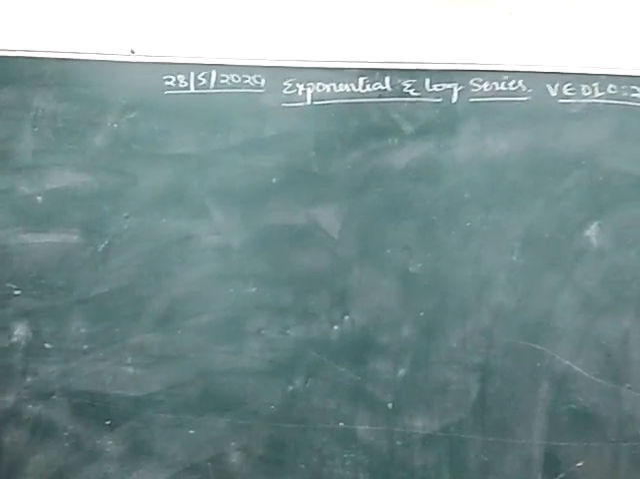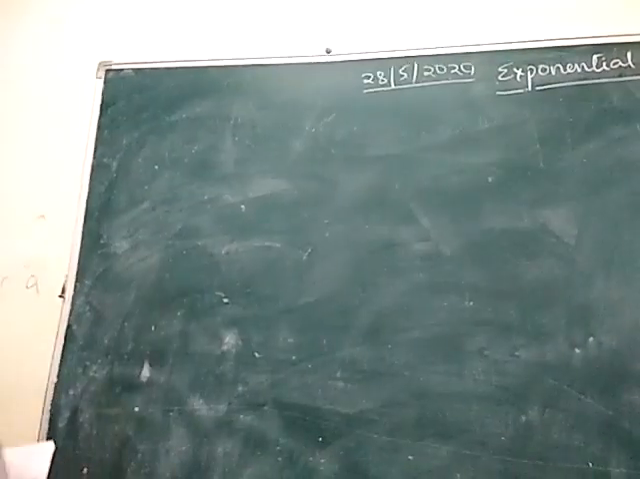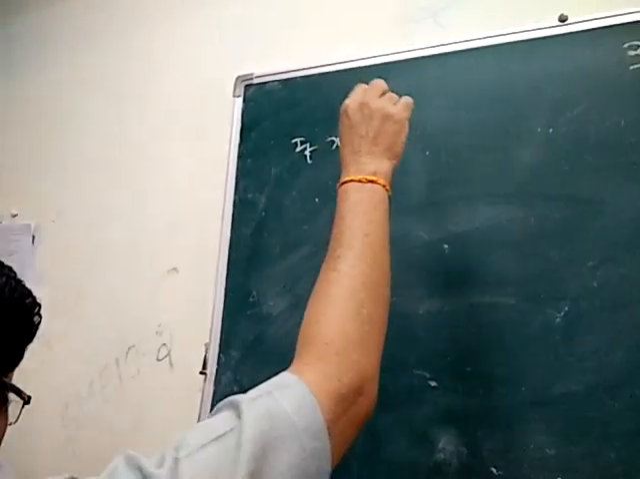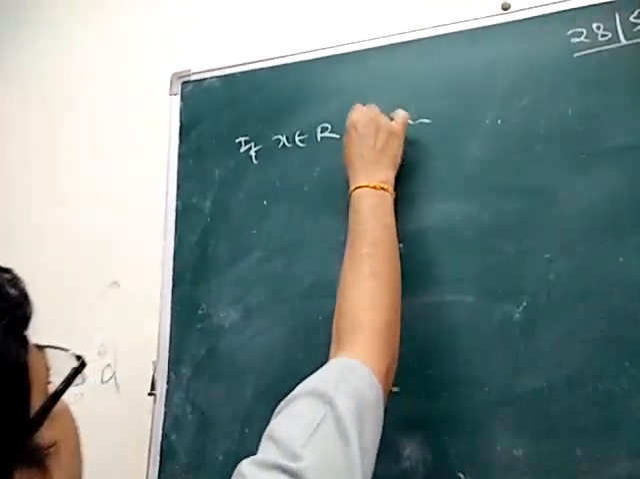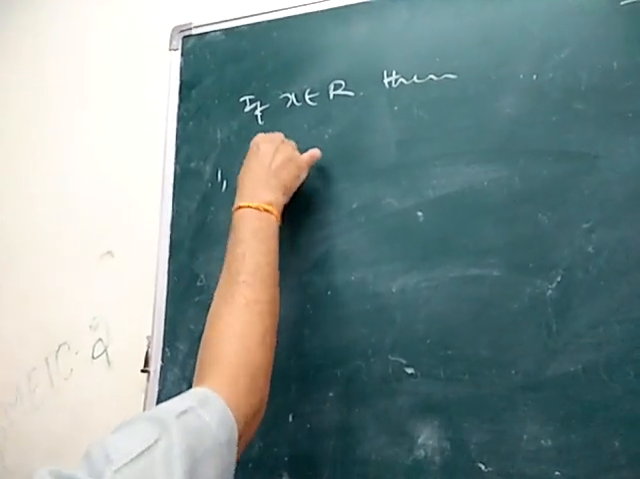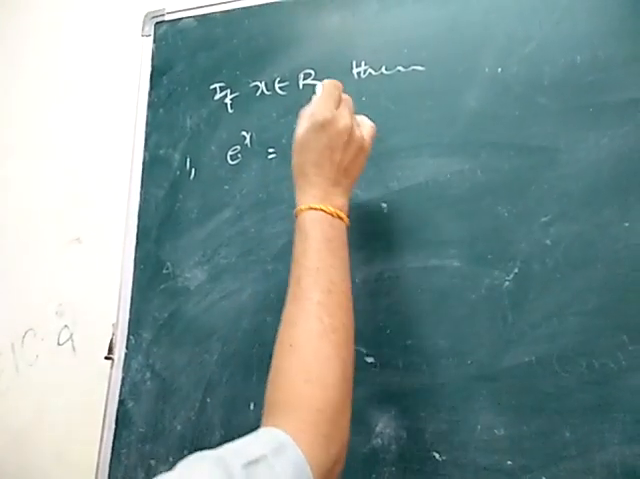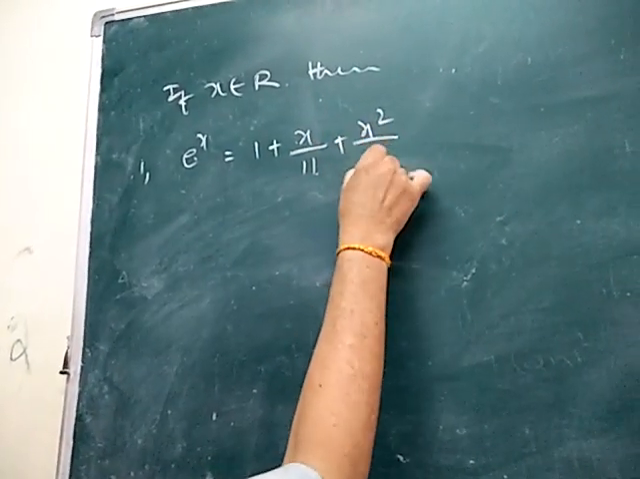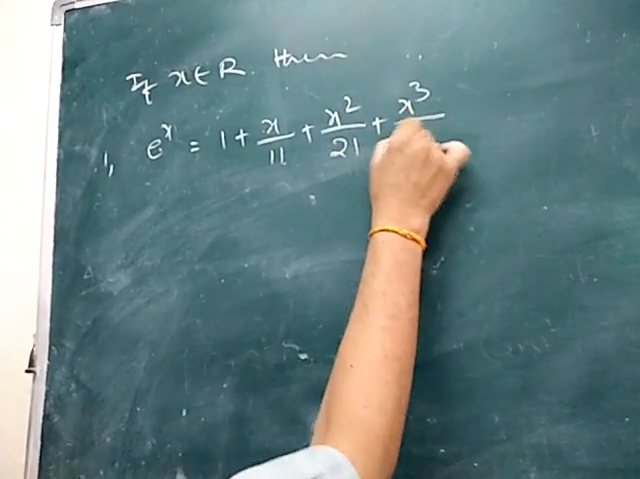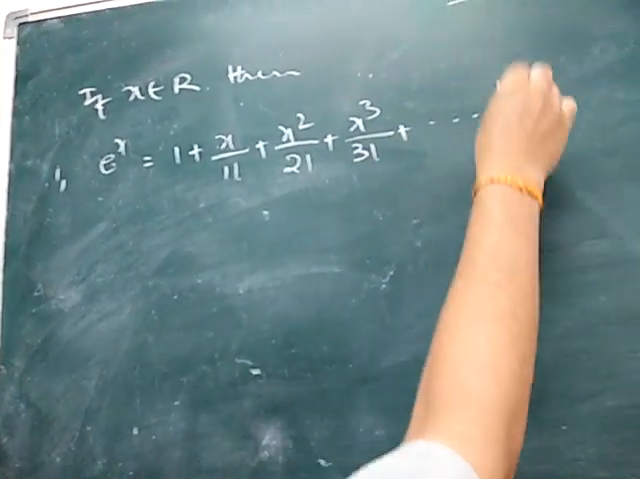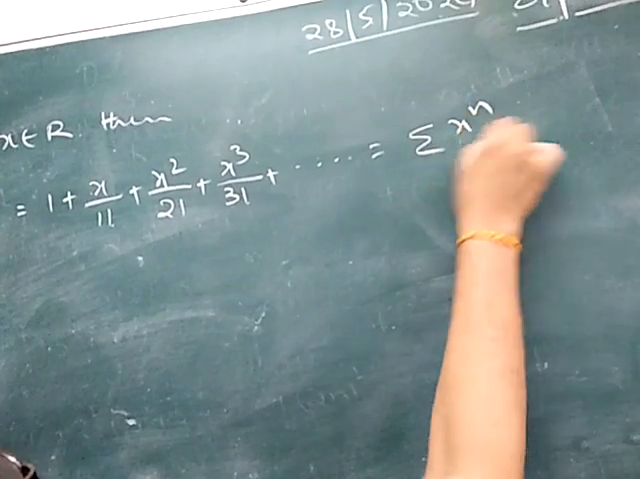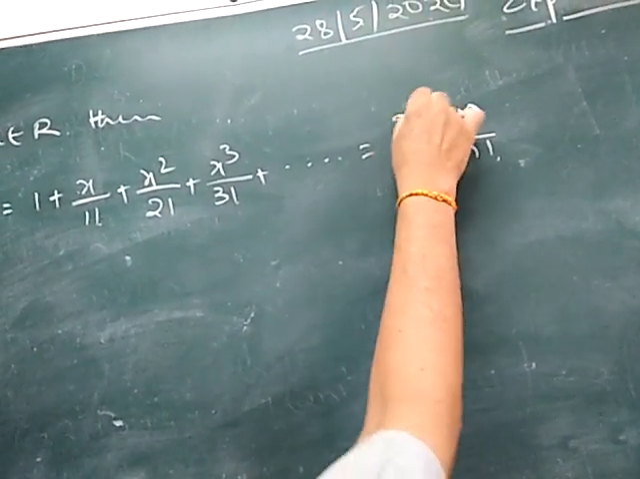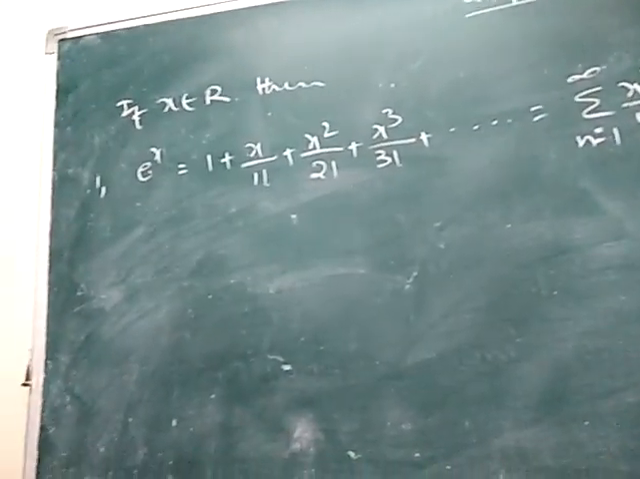In this chapter, we have some formulas. If x belongs to R, then first one is e power x. This is 1 plus x by 1 factorial plus x square by 2 factorial plus x cube by 3 factorial plus so on. That is called sigma x power n by n factorial, where n is equal to 1 to infinity, that is e power x.